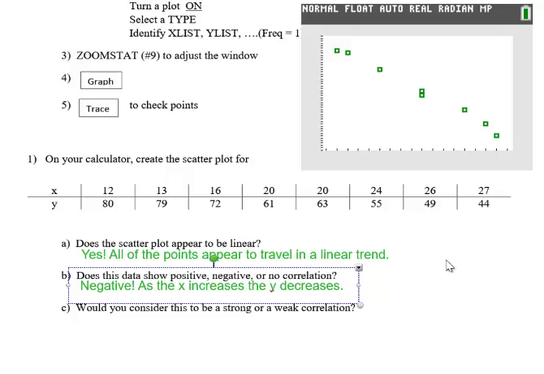Okay, so as the x-axis increases, here's our x-axis, so we're going up, up, up, up, up, up, up, up, up. And as we go over here, your y values are all going down, down, down, down, down. They're starting high, they're ending low, so they are decreasing. Would you consider this a strong or weak correlation?